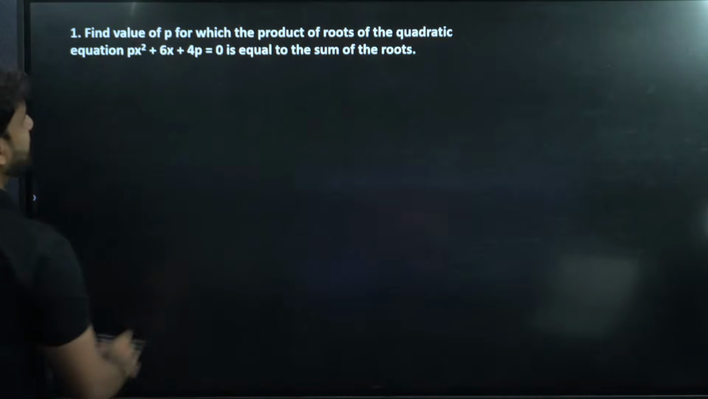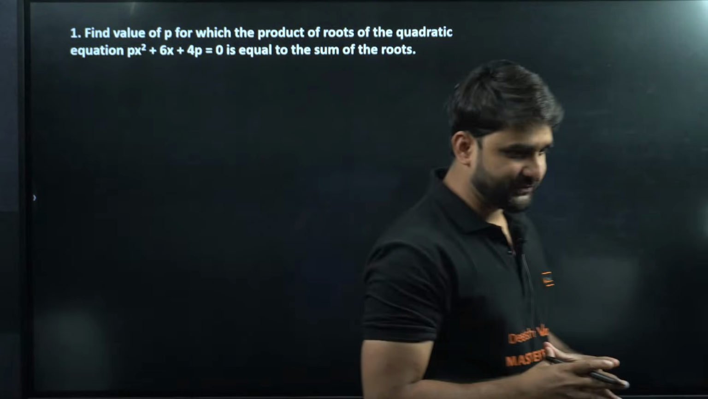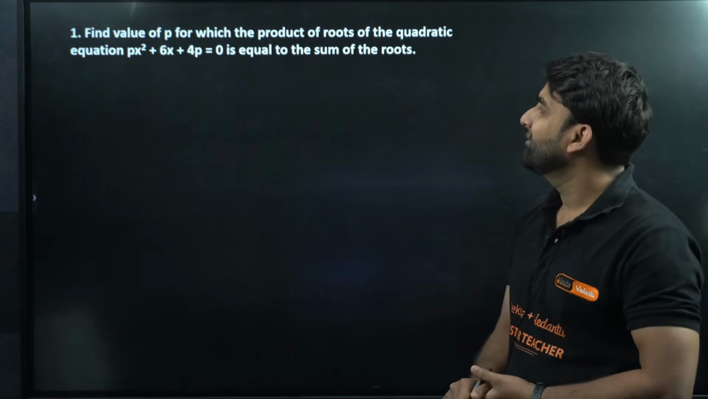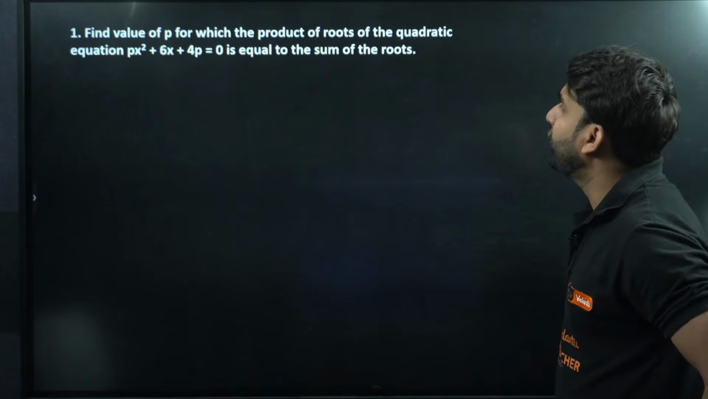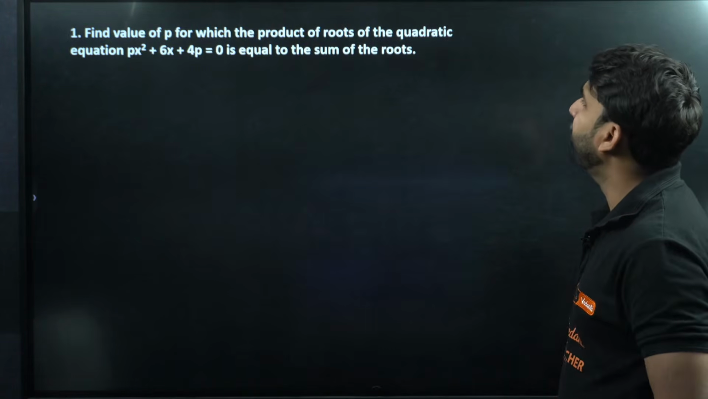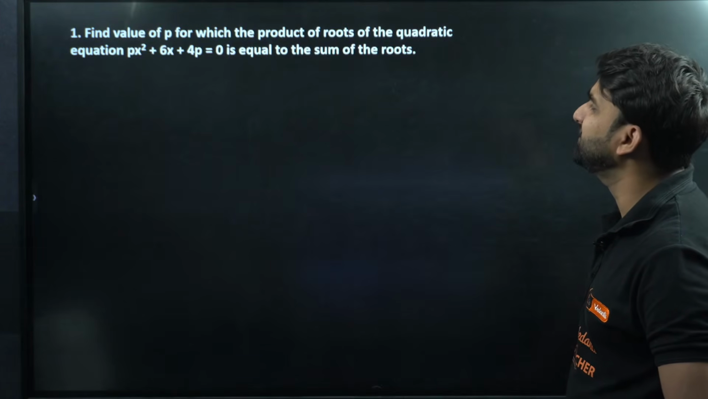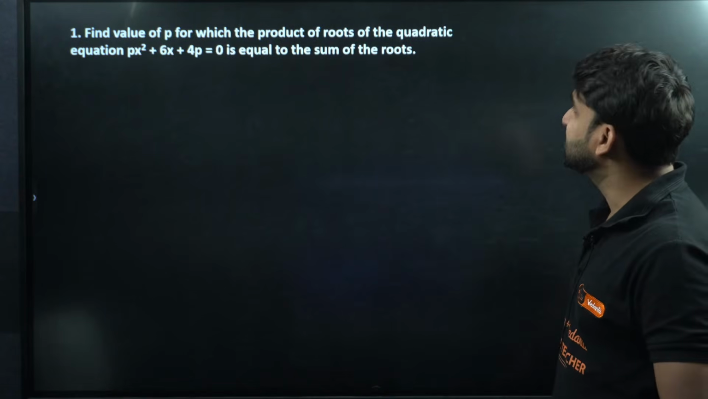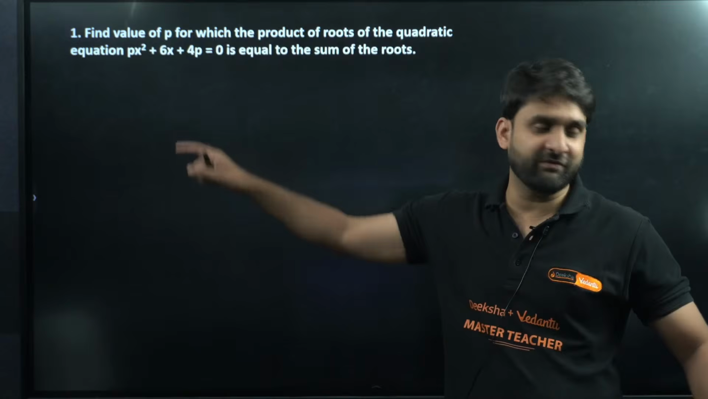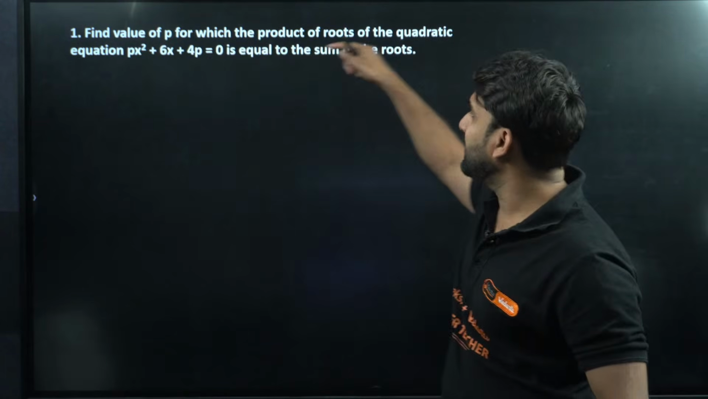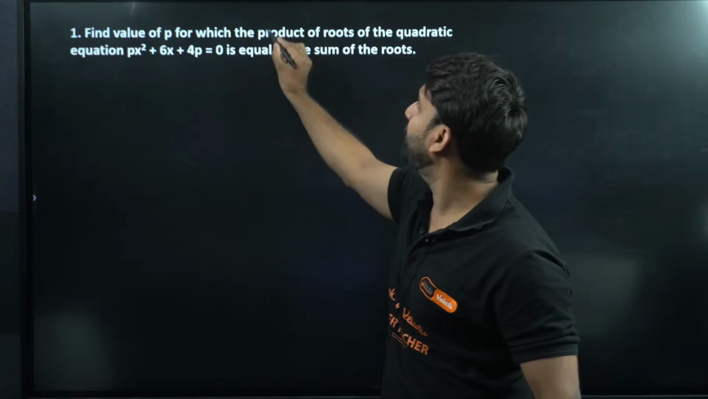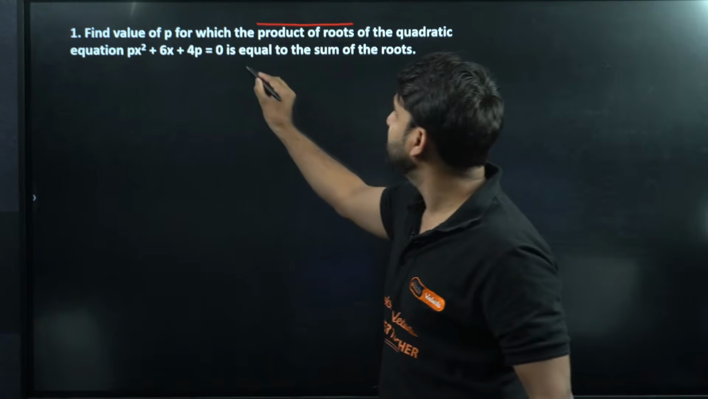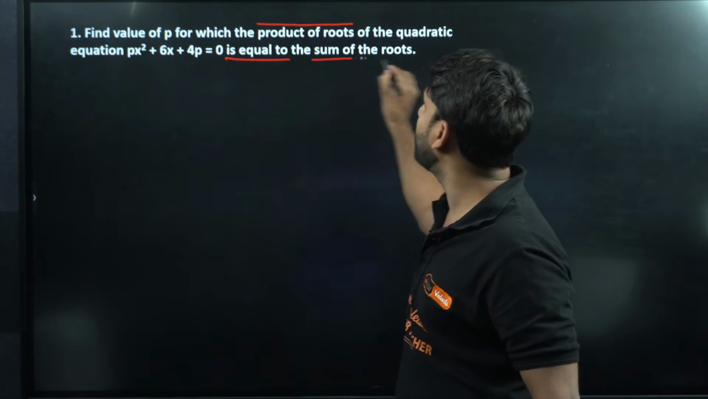Moving to the first question of today's class, look at question number 1. Find the value of p for which the product of roots of the quadratic equation px square plus 6x plus 4p equals 0 is equal to the sum of the roots. So basically a quadratic equation is given here, and the condition is that the product of roots of this quadratic equation is equal to the sum of the roots.